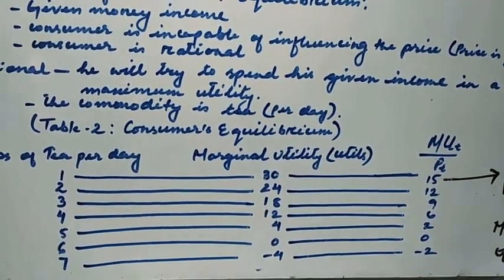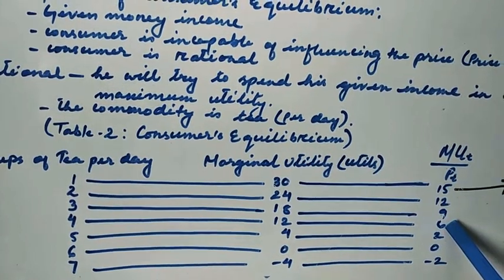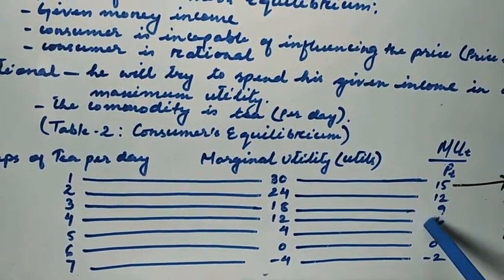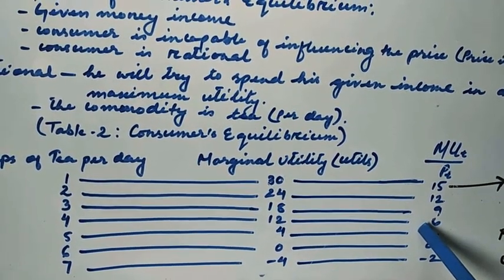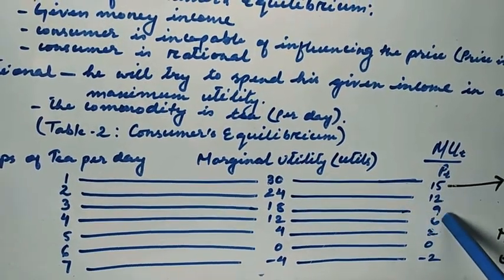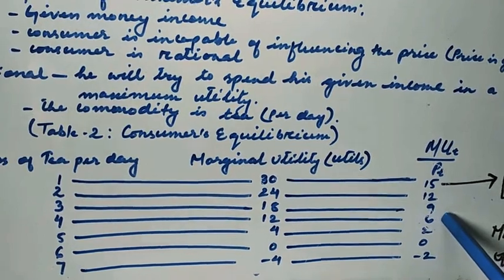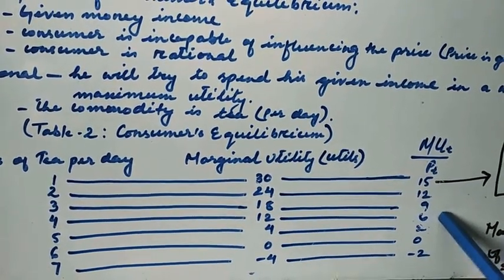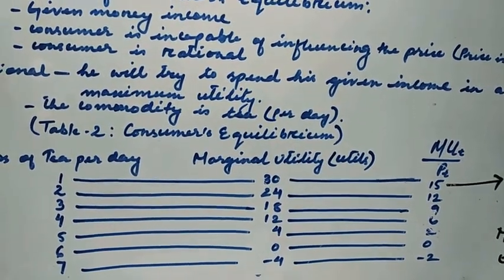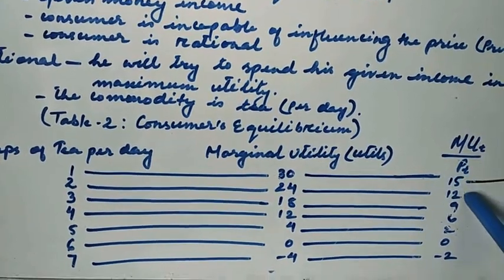For the 4th cup of tea, the marginal utility of a rupee obtained from it is just equal to the marginal utility of a rupee in general, which is equal to 6 utils. So the 4th cup is equal to 6 utils, the general marginal utility. Therefore, the consumer will be in equilibrium by buying and consuming 4 cups of tea.